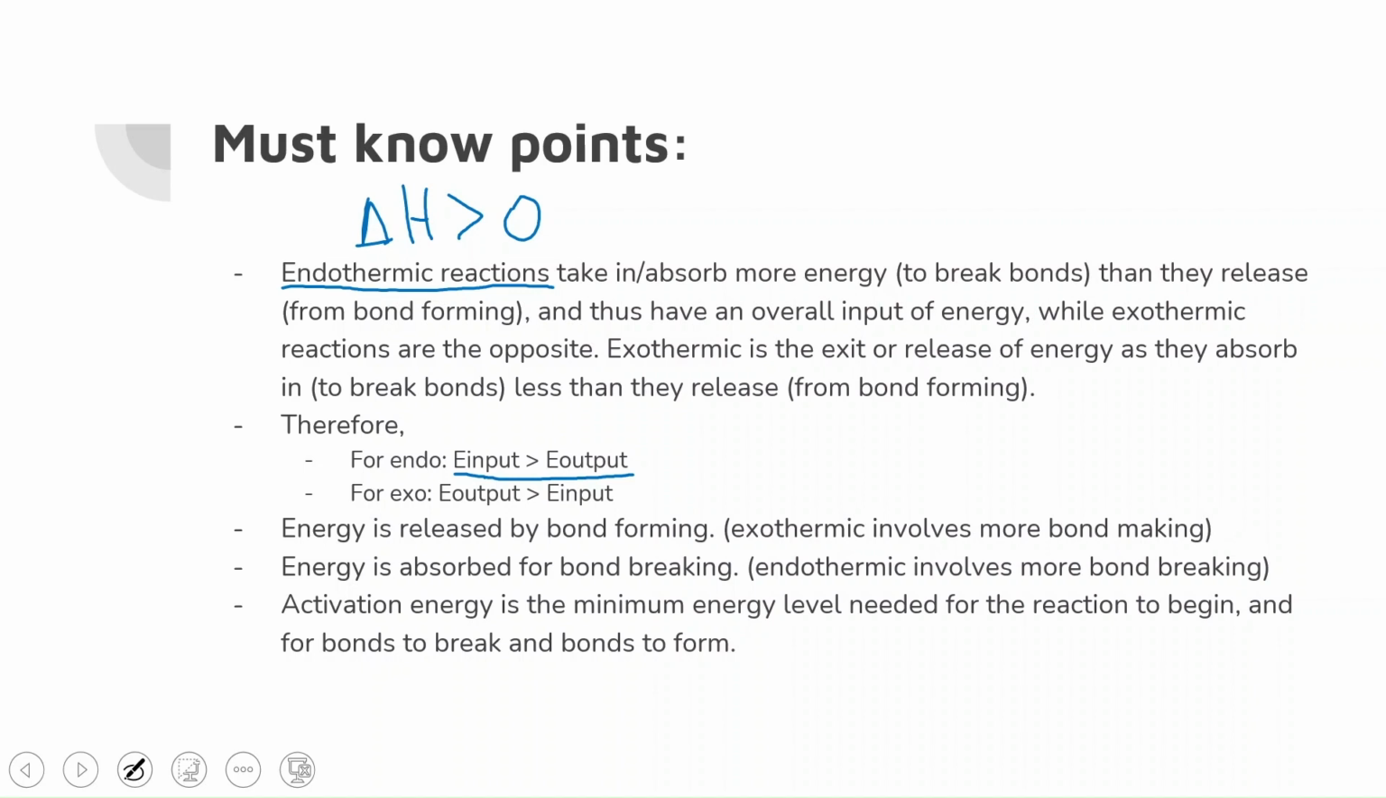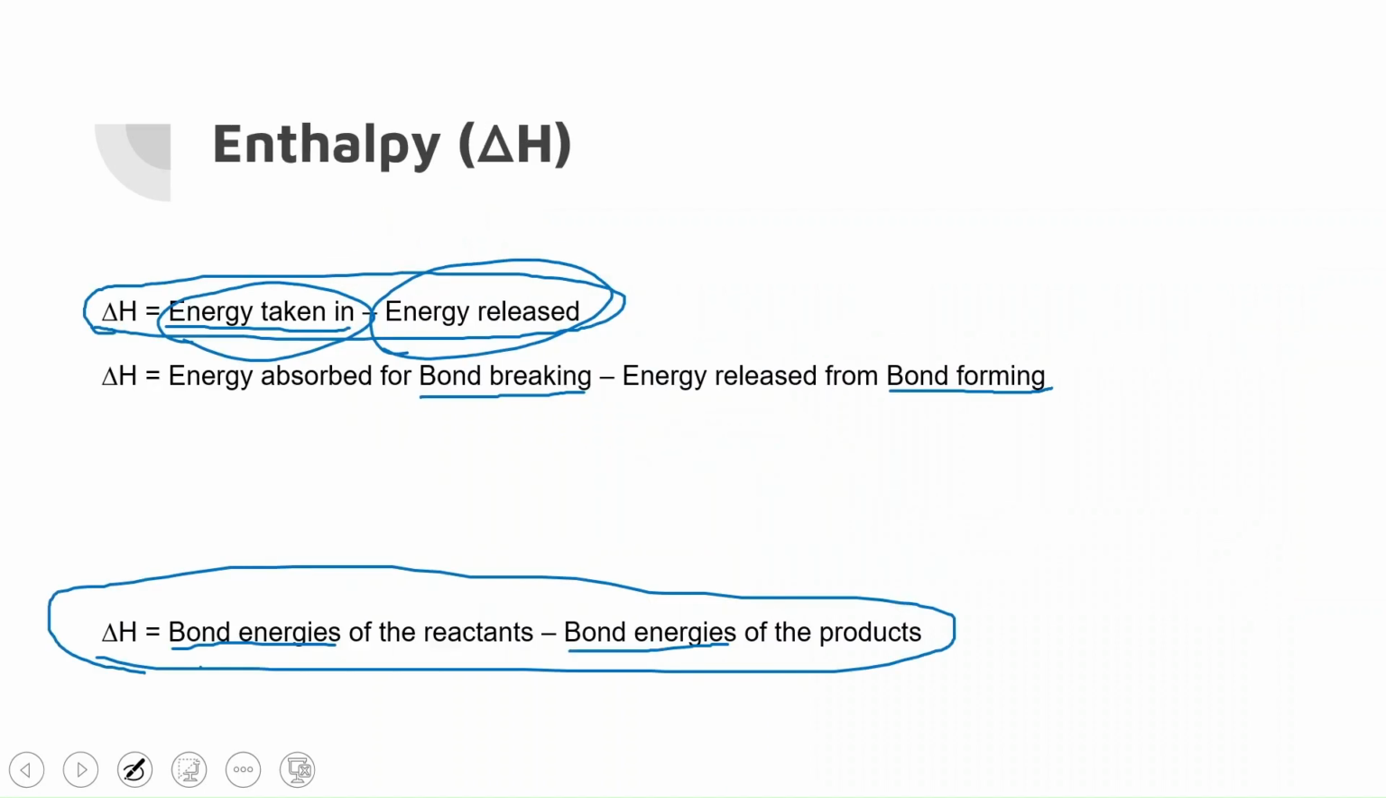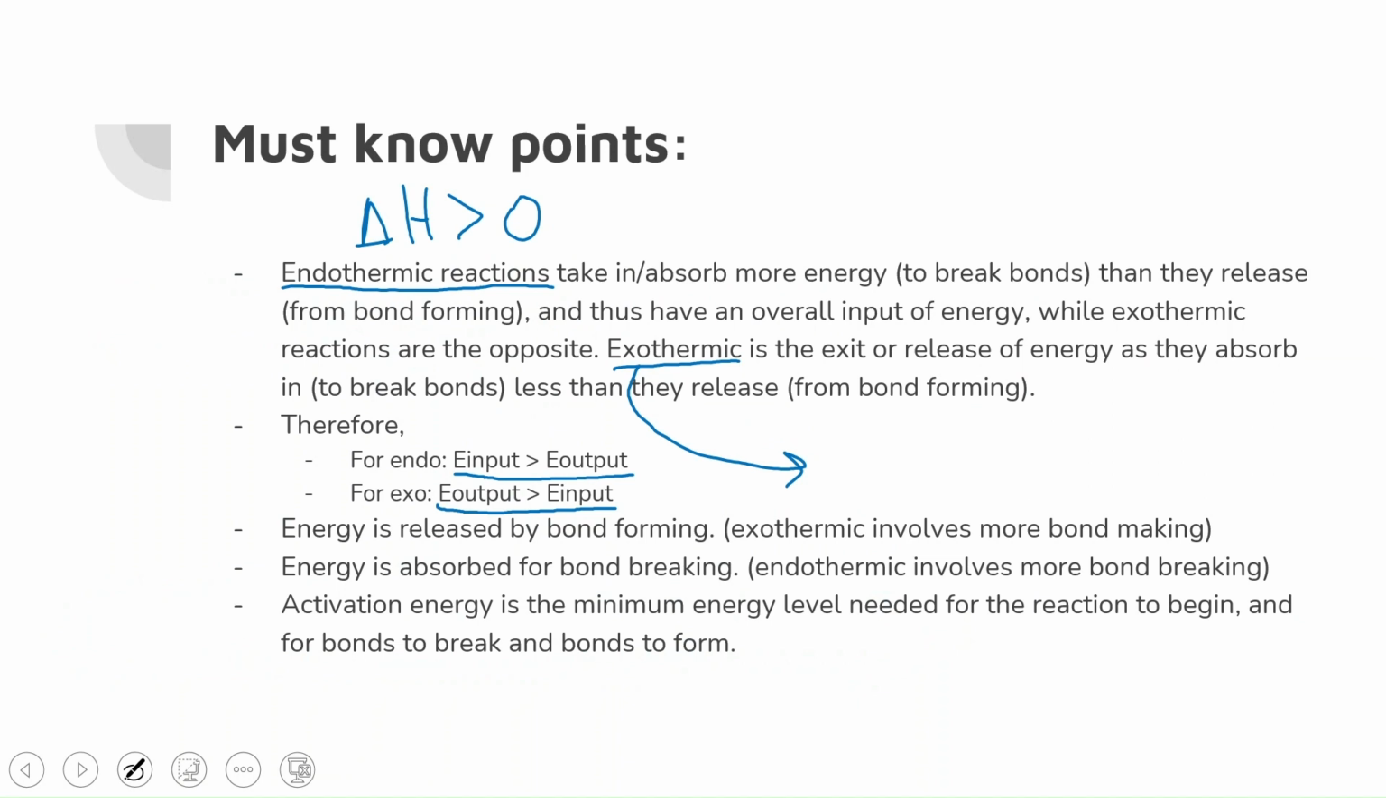For an exothermic reaction, the release of energy is what they do, and they absorb less energy to break bonds than they release from bond forming. That can be written as the energy output being greater than the energy input. Using the same formula, energy taken in minus energy released, in this case energy released is greater than energy taken in. So exothermic reactions will have a delta H which is negative.